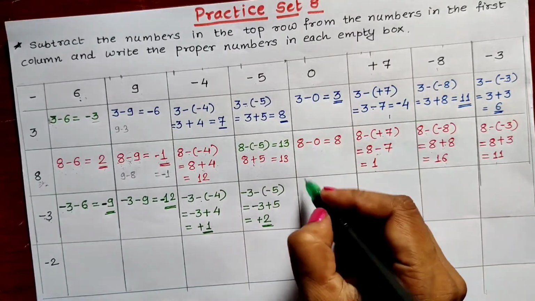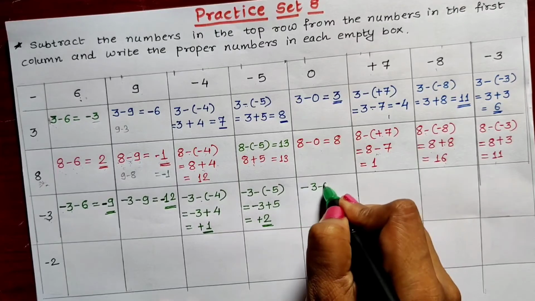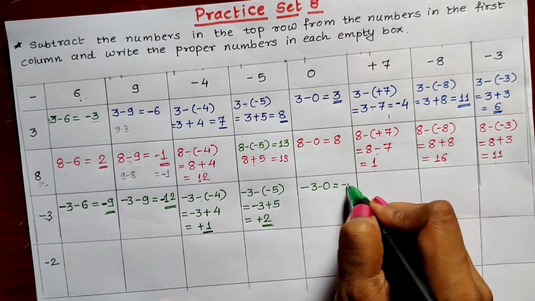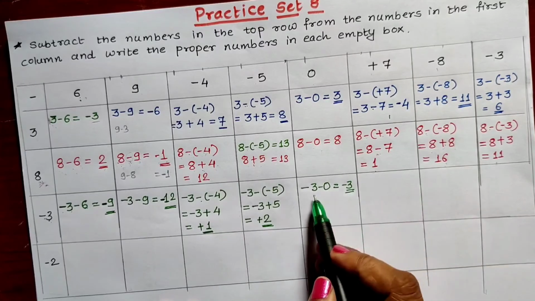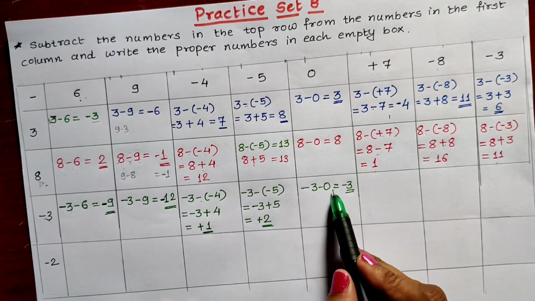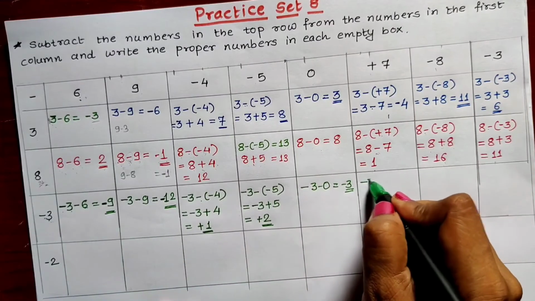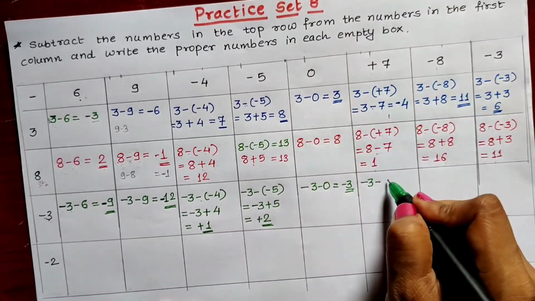Minus 3 minus 0. 0 subtracted from any number, the answer is that number. Minus 3. Answer is minus 3. Minus 3 minus 0 means minus 3. Now, minus 3 minus plus 7.